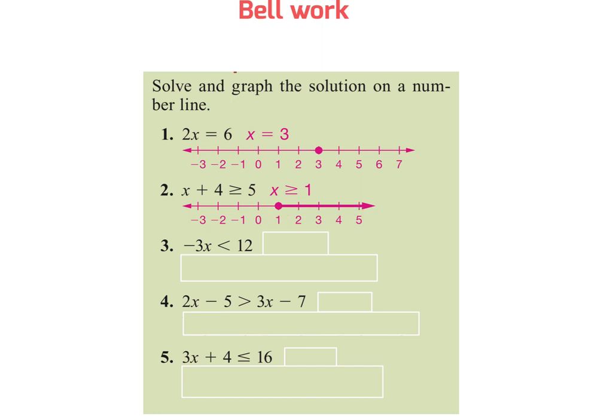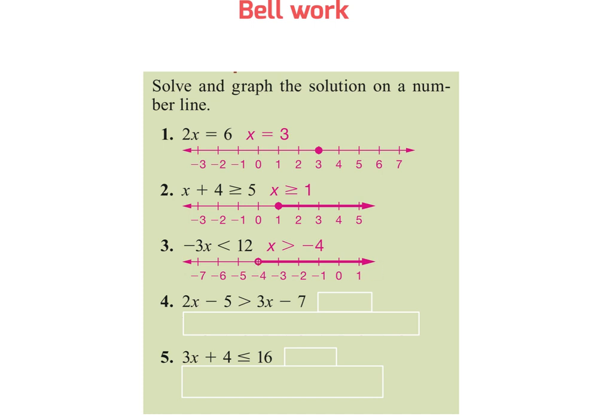Divide both sides by -3. When you divide by a negative, that sign flips. So it would have gone from a less than to a greater than, and you would have gotten x is greater than -4. Remember, if it's just greater than, you have an open circle at -4 and everything larger.